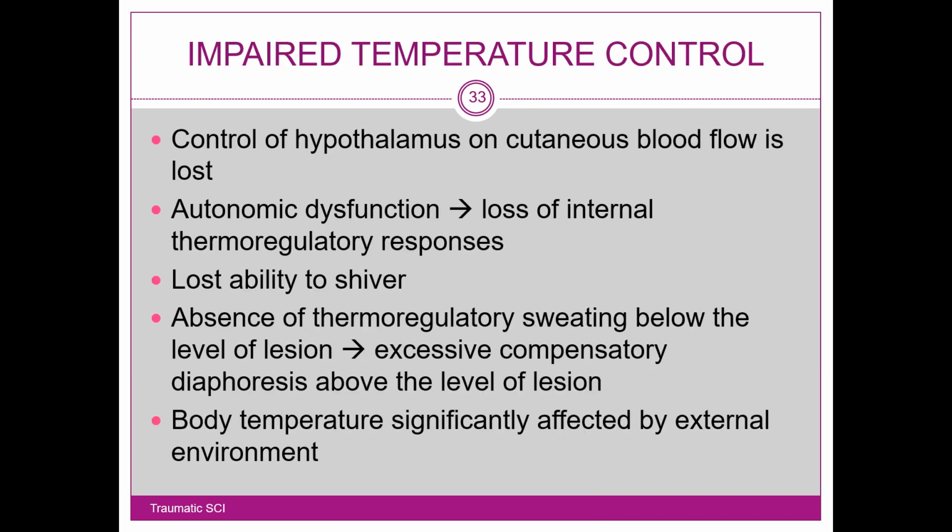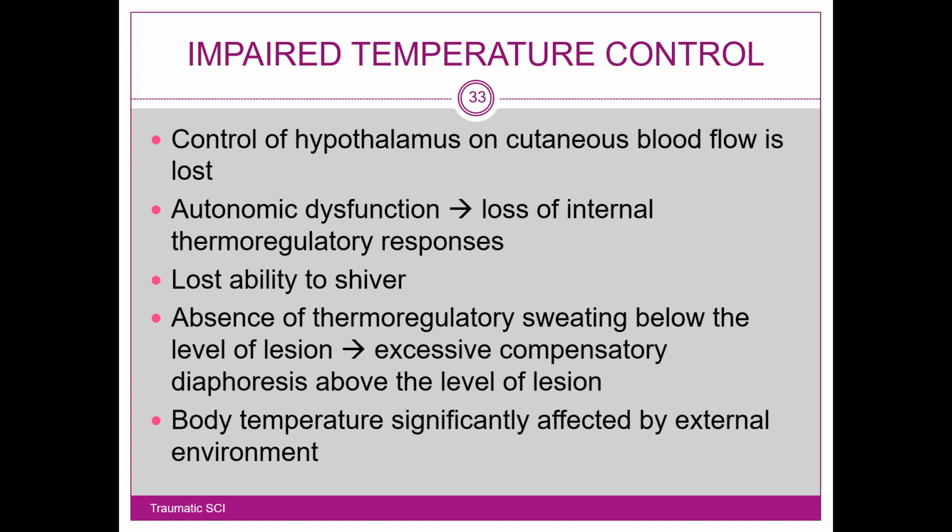Coming next to temperature control directly. Why? Because we already know skin is the main organ through which temperature is controlled, through vasoconstriction and vasodilatation in the skin. So control of the hypothalamus on cutaneous blood flow is lost. Autonomic dysfunction leads to loss of internal thermoregulatory responses directly. They lose the ability to shiver.